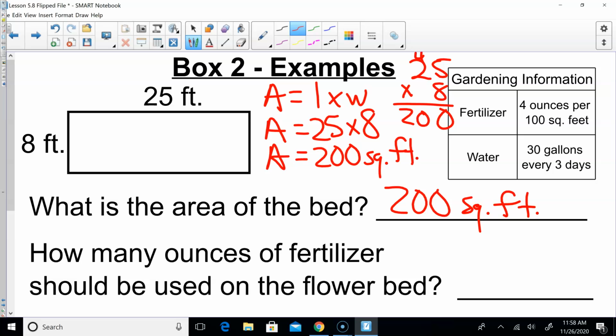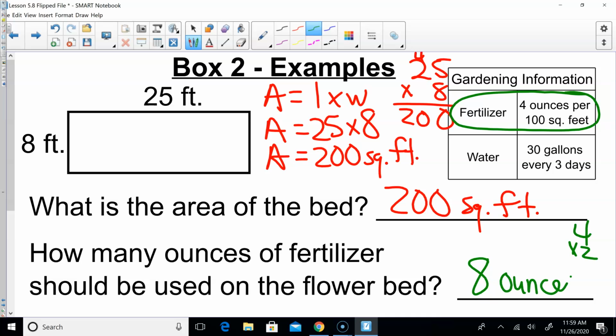So now for the next one is how many ounces. I'm going to have to use this chart over here of fertilizer. So I'm looking at this part right here on fertilizer. It says that I need 4 ounces per 100 square feet. So if I have 200 square feet, it would be 4 times 2, because I have 2 groups of 100 square feet. So I would have 8 ounces of fertilizer. That's how much fertilizer I would use on the flower bed.